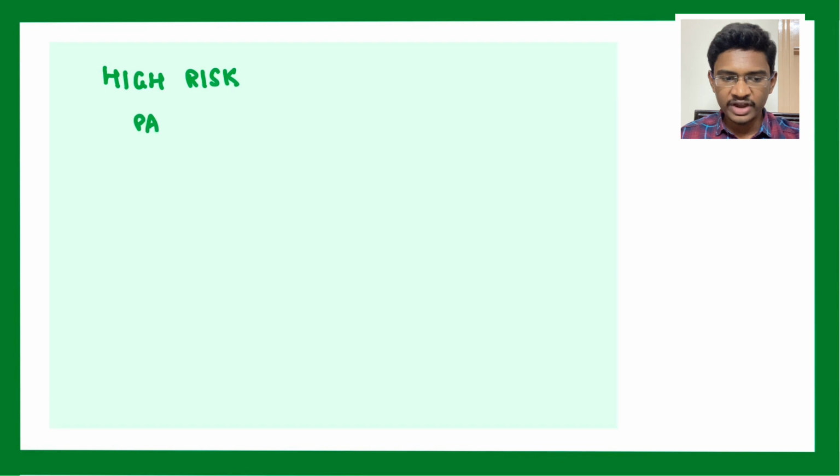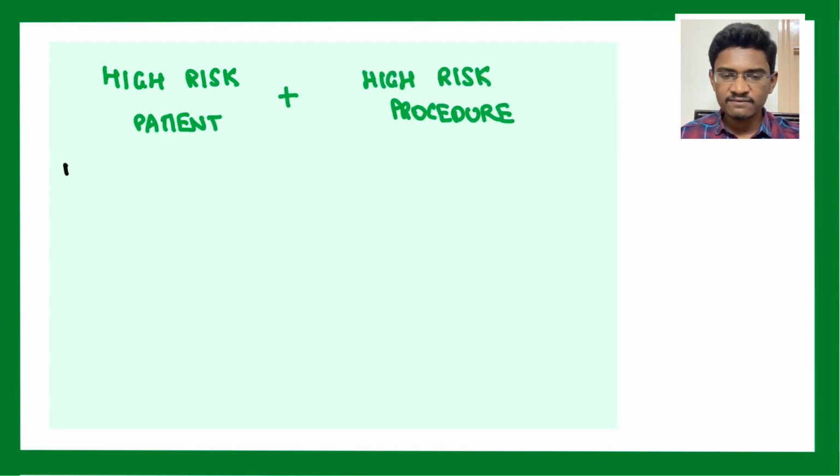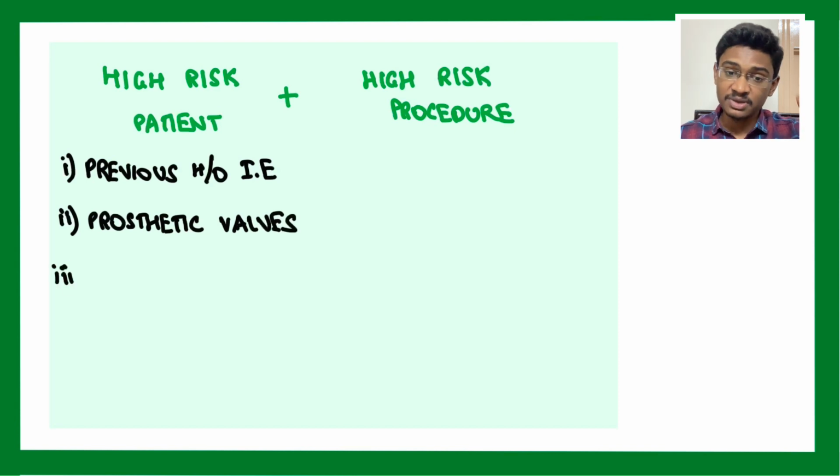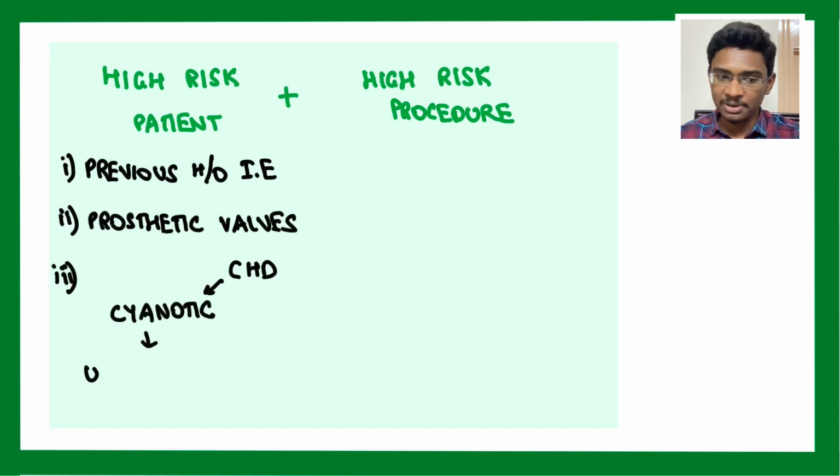So when do you give prophylaxis for infective endocarditis? Only when there is a high risk patient with a high risk procedure. Only when both are there, then you should consider prophylaxis. High risk patient means some 4 categories you should be remembering. First is the patient with a history of previous infective endocarditis. If one more attack comes, it will be very severe and it might lead to complications.